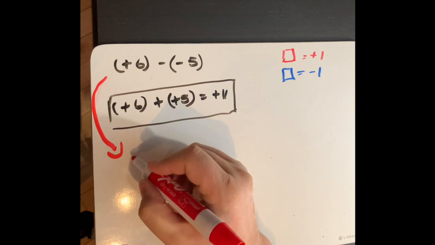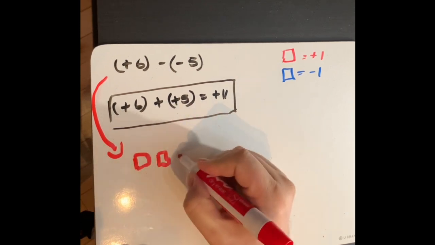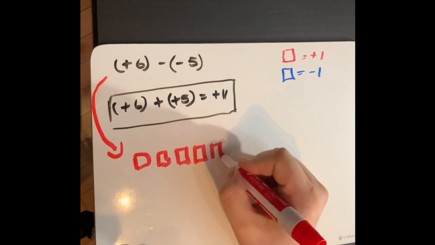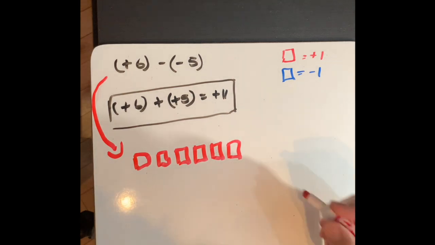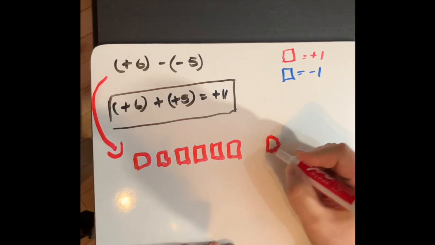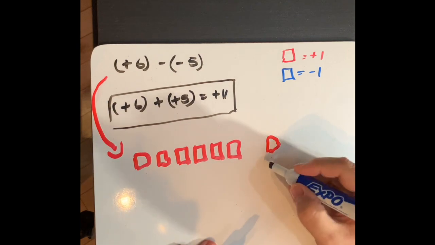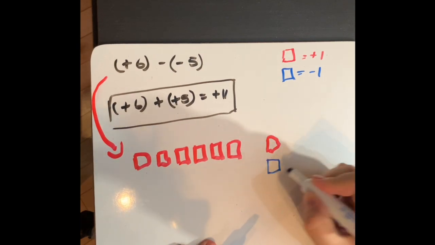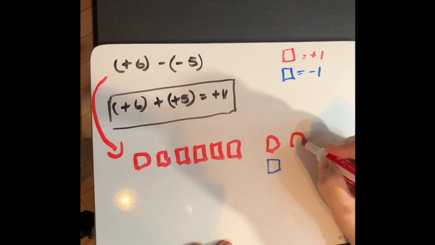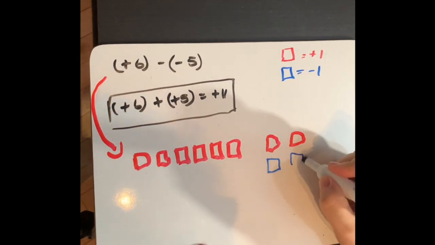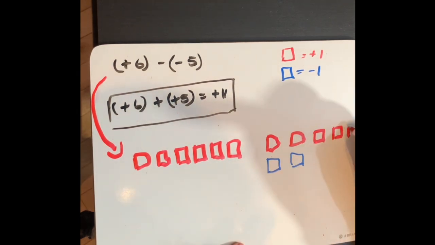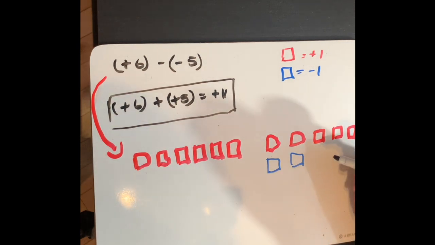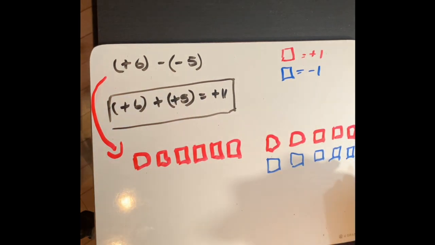All right, so I start off and I have 6 positives. 2, 3, 4, 5, 6 positives. I need to take away 5 negatives. So because I don't have any negatives to take away, I'll add 0 pairs. And you can see these are the same solutions to have 5 of these 0 pairs. So I have 5 0 pairs.